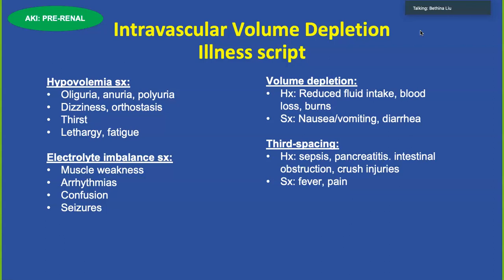So the intravascular volume depletion can be caused by volume depletion, which is typically associated with a history of reduced fluid intake, blood loss, or burns. And these can present with nausea. These patients can have a history of nausea, vomiting, and diarrhea, in other words, fluid loss, or the depletion can be secondary to third spacing as a result of sepsis, pancreatitis, intestinal obstruction, or crush injuries. These patients typically present with a history of fever and pain.